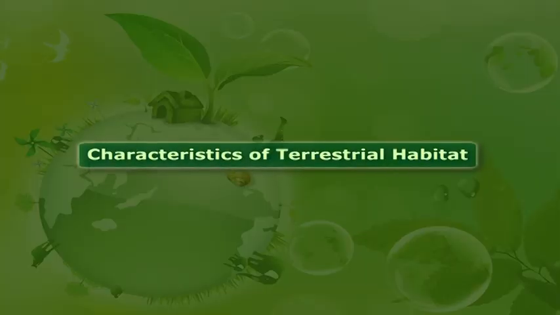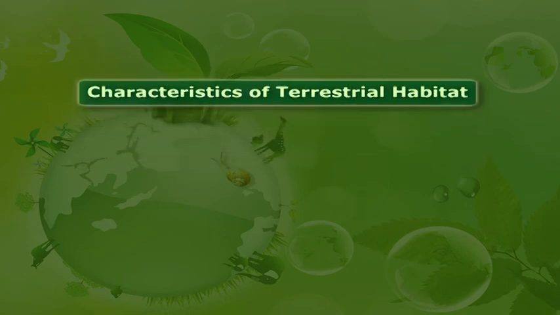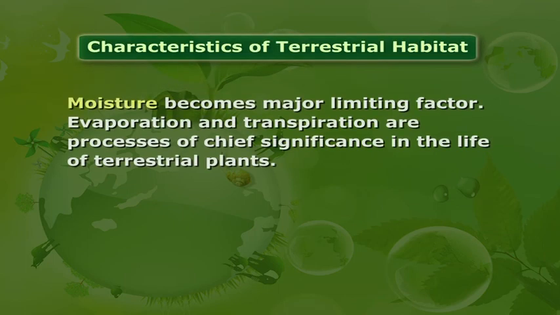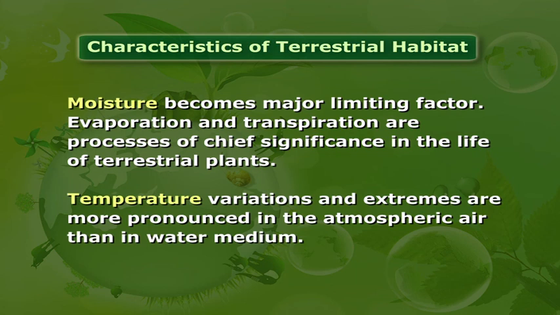Terrestrial ecology is concerned with the study of organisms living on land, which is much variable in terms of time and geography. As compared to aquatic habitats, the terrestrial habitat exhibits several distinct differences in terms of environmental conditions, such as moisture becoming a major limiting factor. Evaporation and transpiration are processes of chief significance in the life of terrestrial plants. Temperature variations and extremes are more pronounced in the atmospheric air than in water medium.